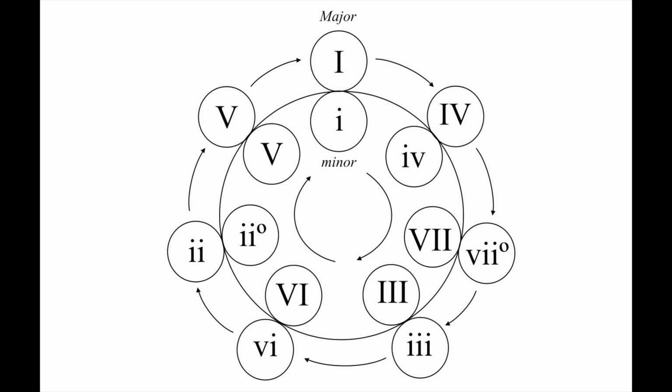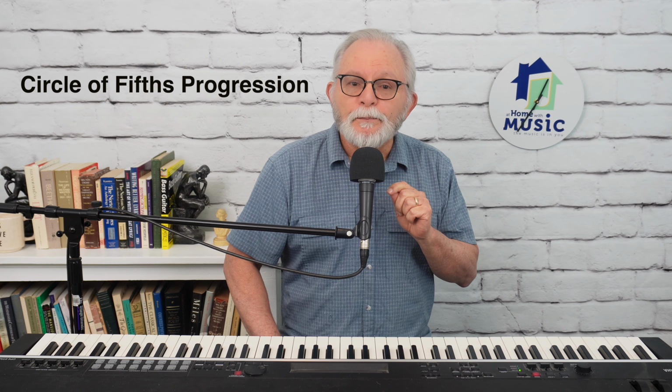But now, take a look at this circle. This one obviously looks a little bit different. Instead of letters, you have Roman numerals, and instead of just one set of letters going around the circle, you've got two sets of Roman numerals, one inside the other. This circle represents, with these Roman numerals, what we call the circle of fifths progression.